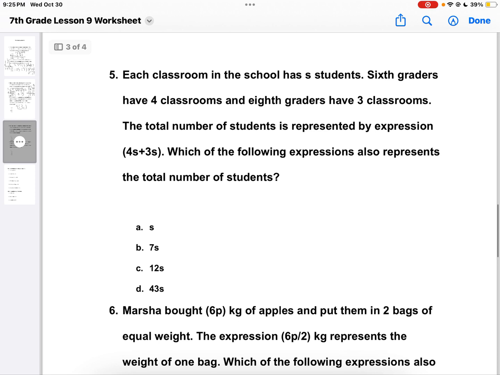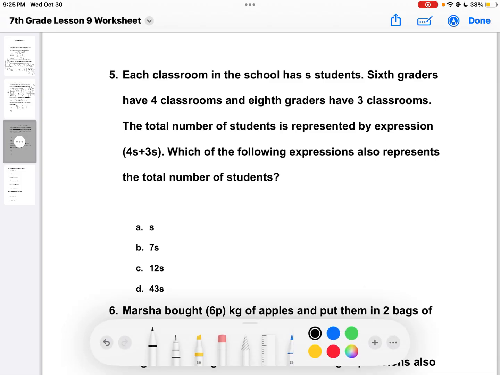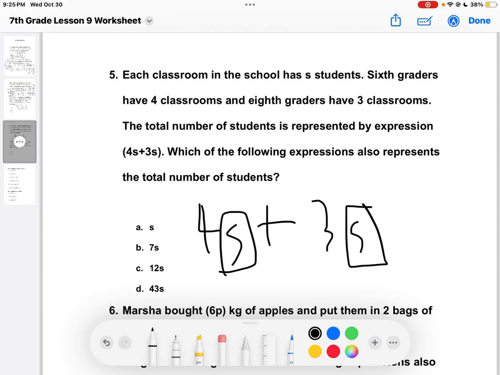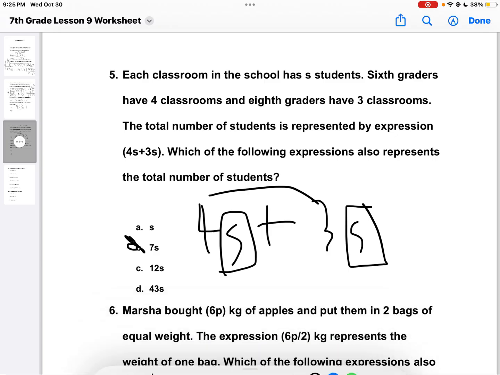Number 5, each classroom in the school has S students. 6th graders have 4 classrooms, and 8th graders have 3 classrooms. The total number of students is represented by the expression 4S plus 3S. Which of the following expressions also represents the total number of students? So with 4S plus 3S, we always add common variables, and in this case it's S. So that means we can add it together, so it will be B, 7S.